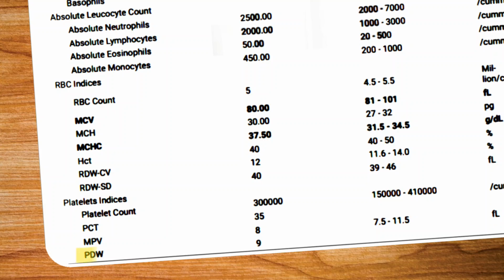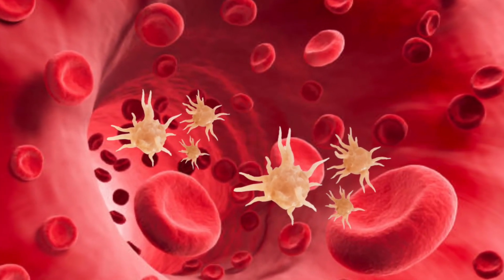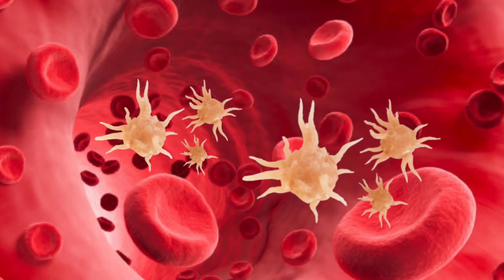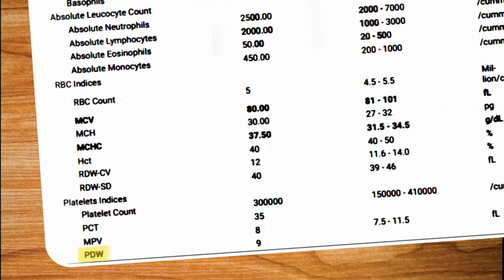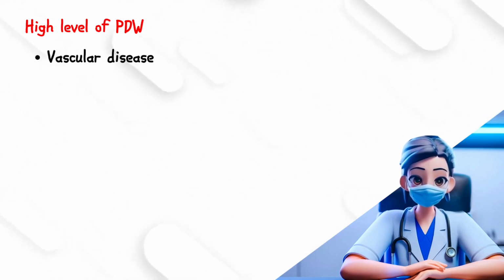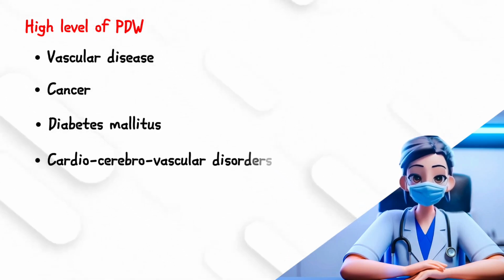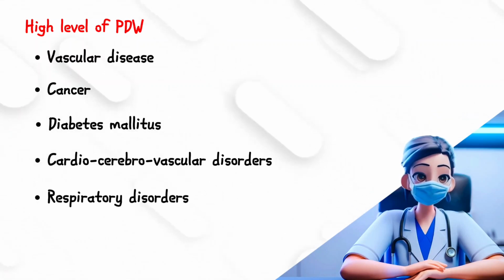And the last is PDW. It means platelet distribution width. The purpose of PDW is to measure the variability in the size of platelets in your blood. The normal range of PDW is between 25 to 65 fL. The high levels of PDW may indicate vascular disease, certain cancers, diabetes mellitus, cardiocerebrovascular, and respiratory disorders.